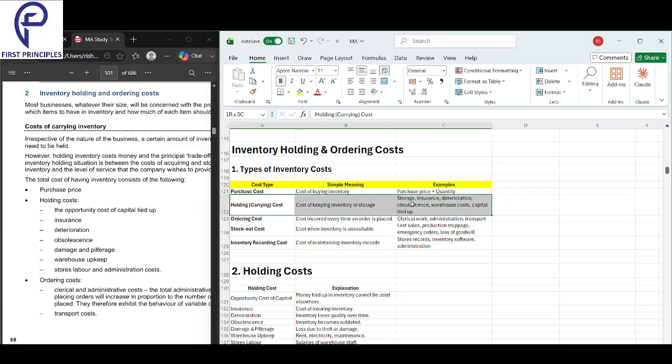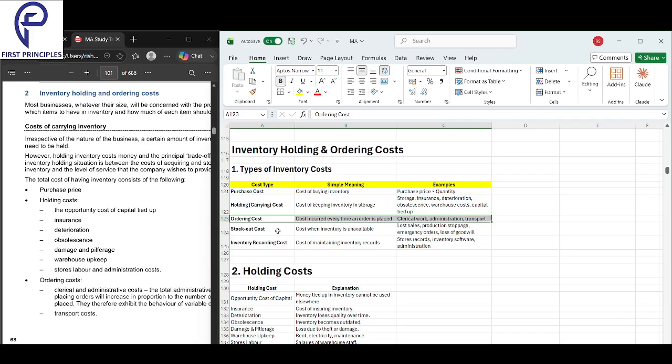Once you have bought the inventory, you have to store it in your godown. So there's a cost of holding inventory. Next, while you order the inventory, you may have to incur some cost because you'll be ordering the inventory. So that is ordering cost.